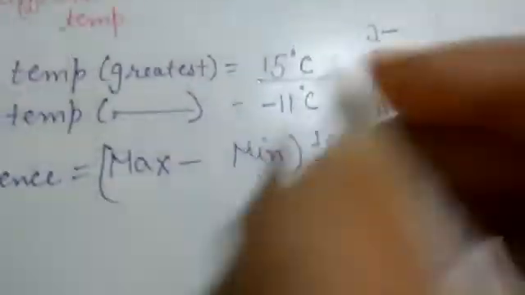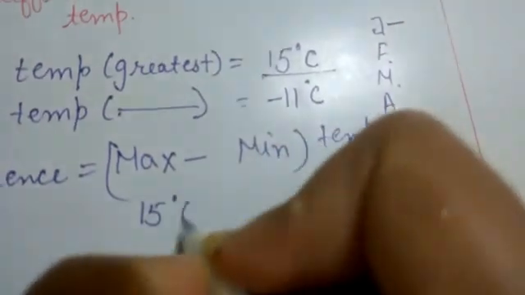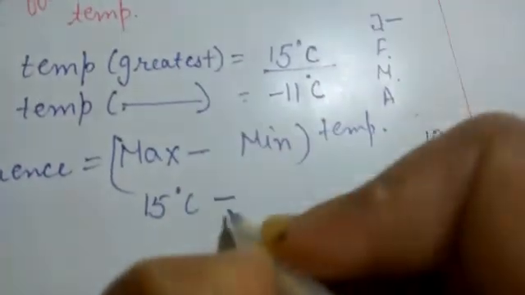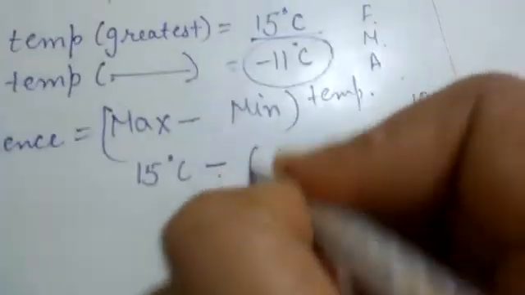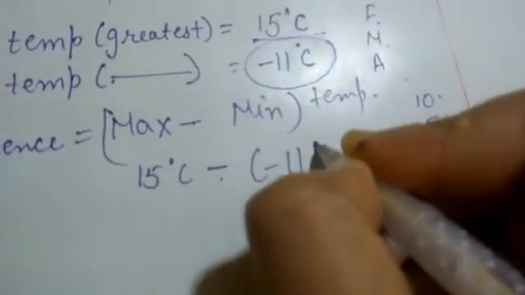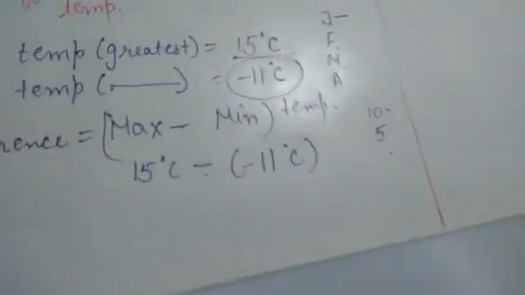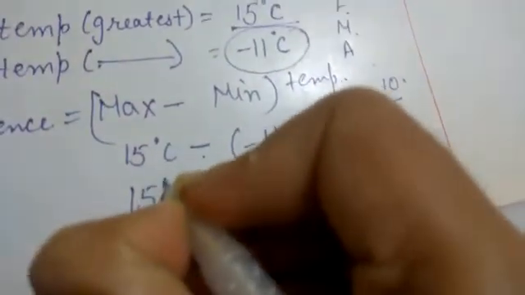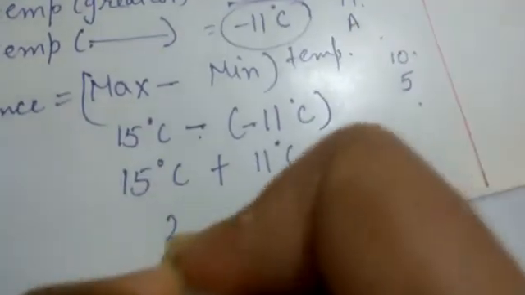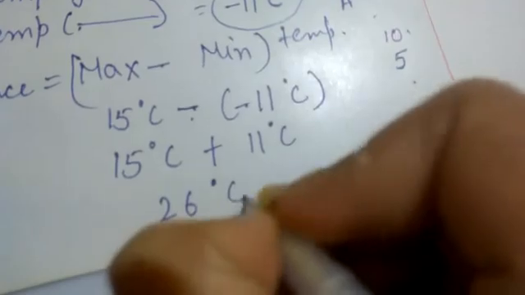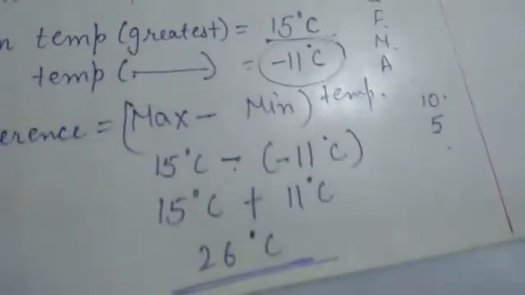Here we know maximum temperature is 15 degrees Celsius and the minimum temperature, the minus sign is firstly written, that's why I have written it. Now the minimum temperature is minus 11, so I have to write it this way: 15 degrees Celsius minus, we know this thing, minus minus 11 degrees Celsius becomes plus 11 degrees Celsius. So that is 26 degrees Celsius, that is our answer. I hope you understood.